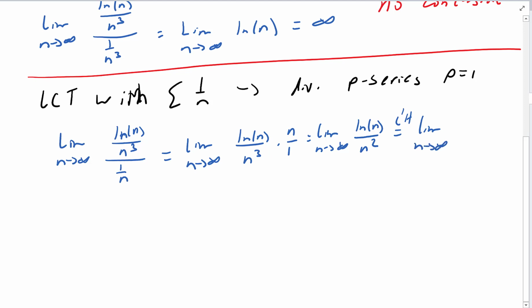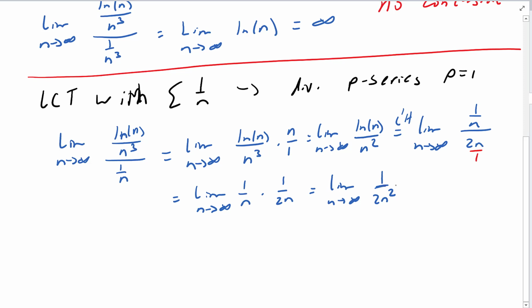So now we take the derivative of the top, which is 1 over n. The derivative of the bottom is 2n. And we do the same work we did up above with our test for divergence. Think about this as over 1, flip and multiply. And we see we get an answer of 0.